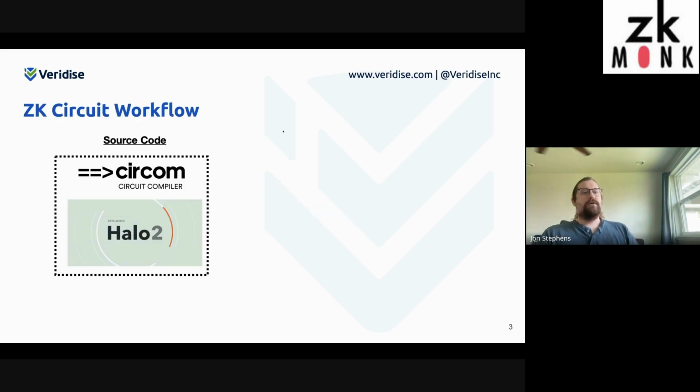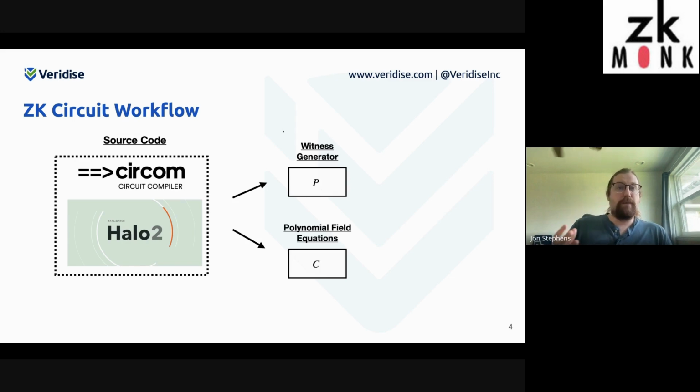So the first thing that we're going to do is look at the workflow of a ZK circuit. What I mean by that is when you have a ZK circuit, you're going to start with some source code that is going to be compiled. And when it's compiled, you're going to get two things. You're going to get the witness generator, which is the piece of code that generates the witness, which is fed to the prover. And the prover is then what generates the proof, which ultimately is provided to your verifier. And that verifier may be on-chain or it may be somewhere else.